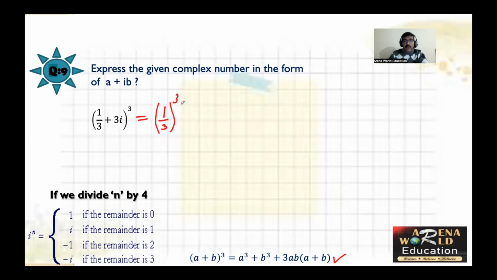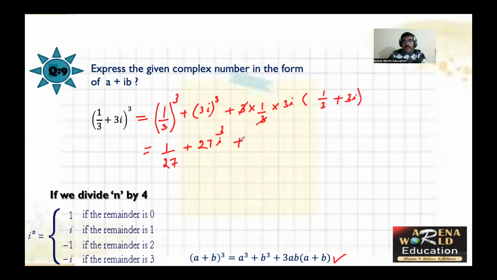(1 upon 3) cube plus (3 iota) cube plus 3 into a, which is 1 by 3, into b, which is 3 iota, and inside the bracket (1 by 3 plus 3 iota). So this will be (1 upon 3) whole cube, so this will be 1 upon 27, plus 3 3s are 9, 3 9s are 27, plus 27 iota cube. Now 3 and 3 are gone.